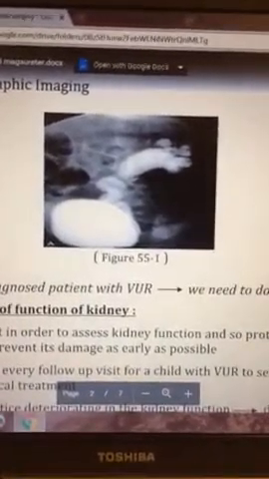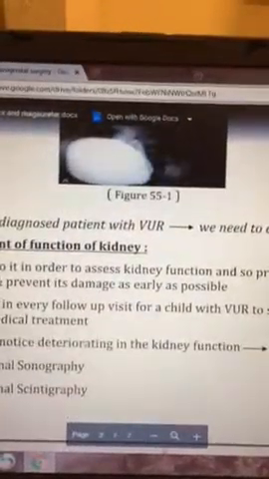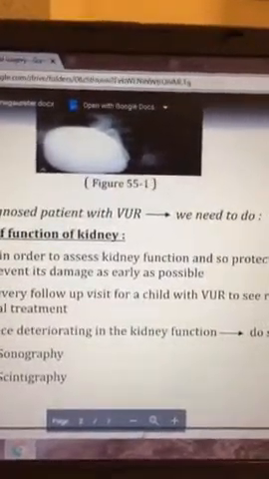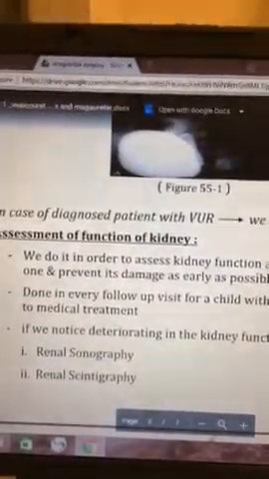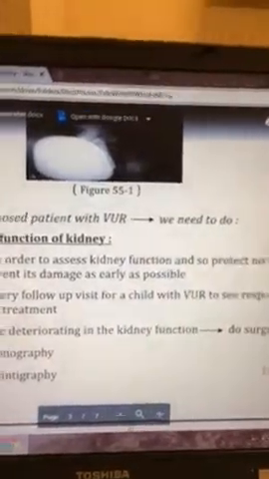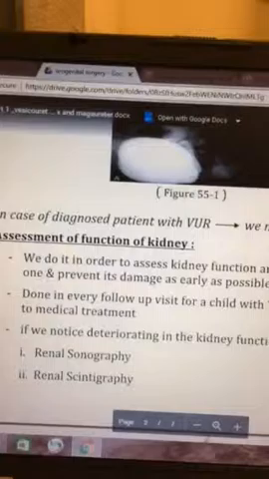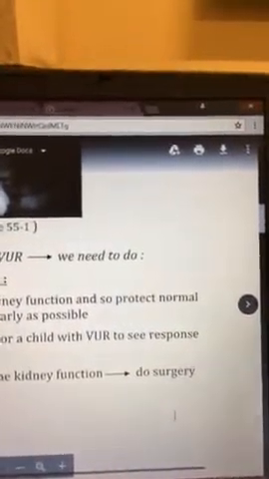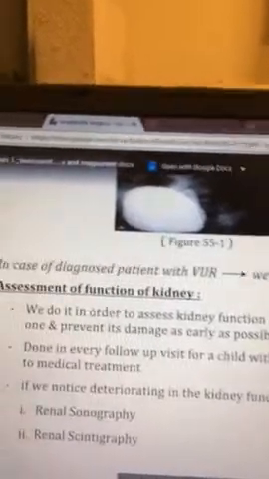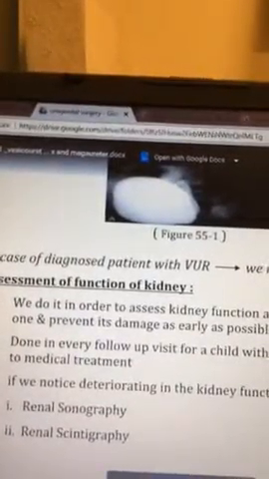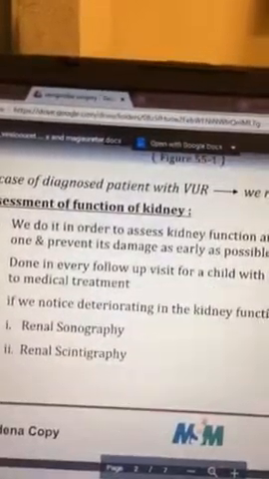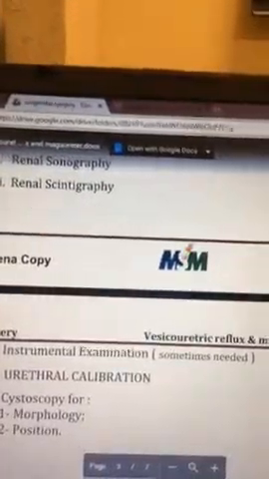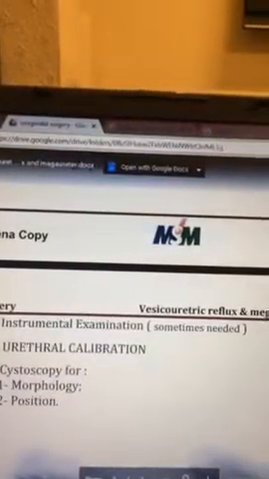In the case of a patient diagnosed with VUR, we need to assess the function of the kidney. We do it in order to assess kidney function, so as to protect the normal kidney and prevent its damage as early as possible. It is done at every follow-up visit for the child with VUR to see the response to medical treatment. If we note deterioration in kidney function, we will turn to the surgical option. Renal sonography, renal scintigraphy, and instrumental examination may be needed.